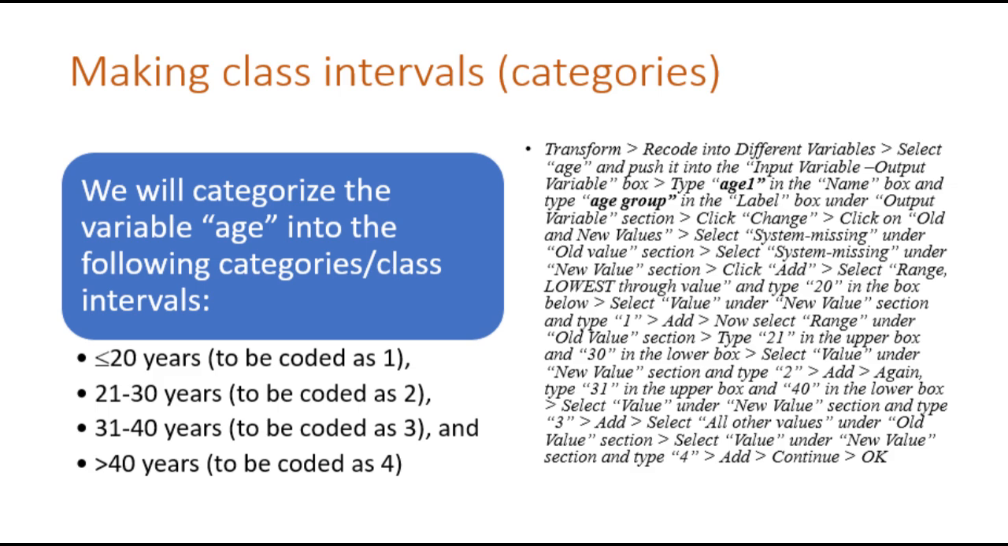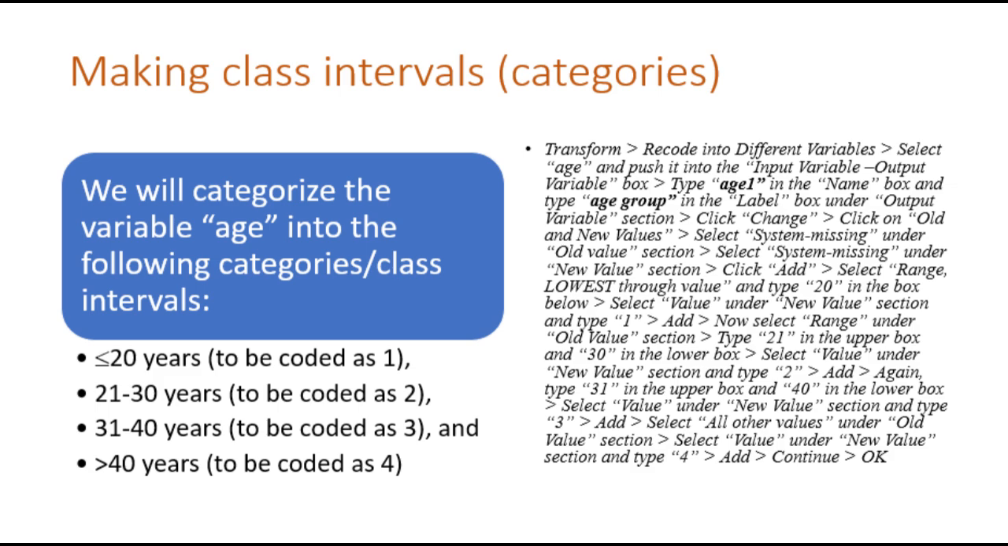Making class intervals, categories. We will categorize the variable age into the following class intervals: less than or equal to 20 years, to be coded as 1; 21 to 30 years, to be coded as 2; 31 to 40 years, to be coded as 3; and greater than 40 years, to be coded as 4. Transform, next Recode into Different Variables.